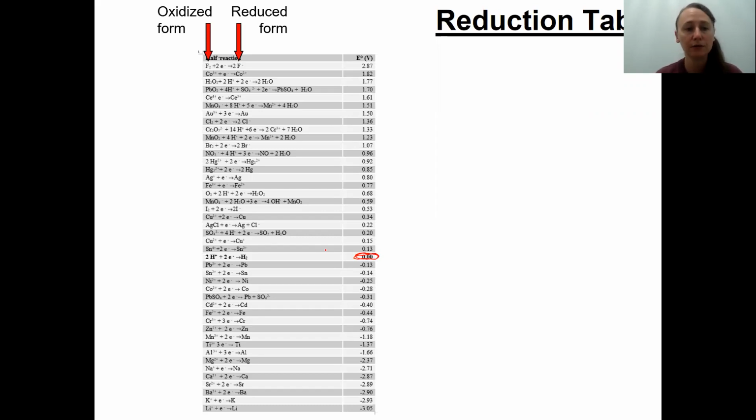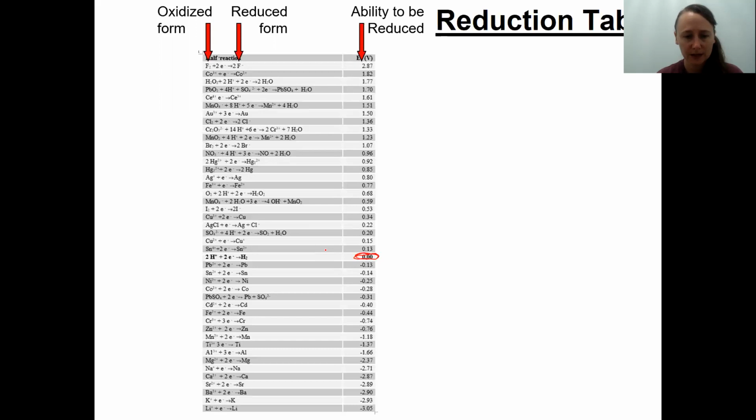So for example, fluorine, you can relate it to, fluorine is very electronegative. It likes to get electrons. So it is very easy to reduce fluorine to a fluorine ion, a negative fluorine ion. And you see it has a high potential there. All right, so the potential is its ability to get reduced.